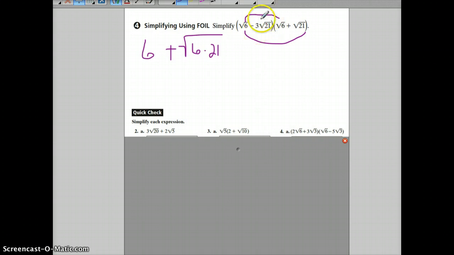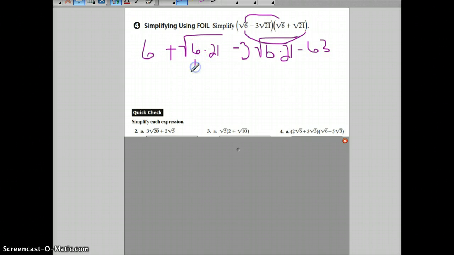And then we have our inners, negative 3 root 21 times root 6, which gives us 6 times 21 inside here. And then we have our last one, negative 3 times root 21 times root 21, which means that's 3 times 21, which is going to give us minus 63. Okay, so now let's simplify our radicals here.